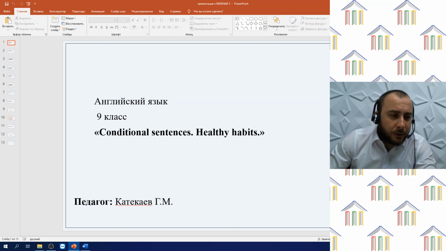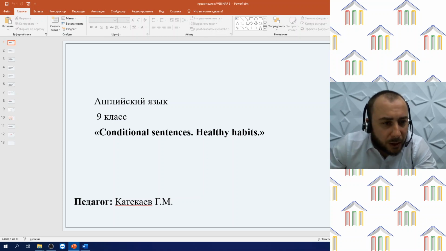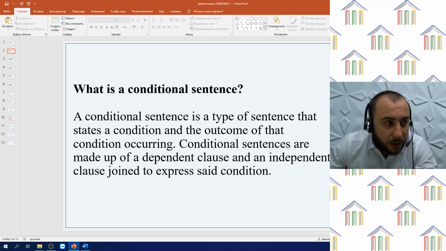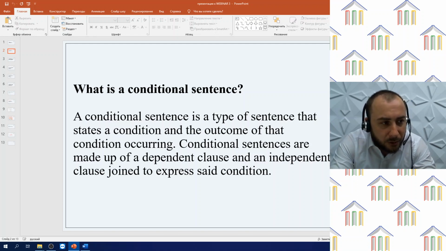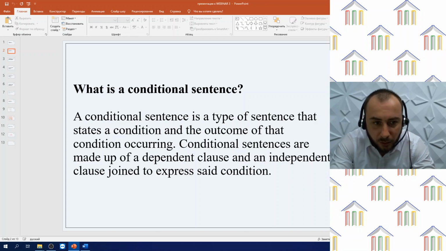And first, I've got a question for you. What is a conditional sentence? Well, a conditional sentence is a type of sentence that states a condition and the outcome of that condition occurring. Conditional sentences are made up of a dependent clause and an independent clause joined to express said condition.